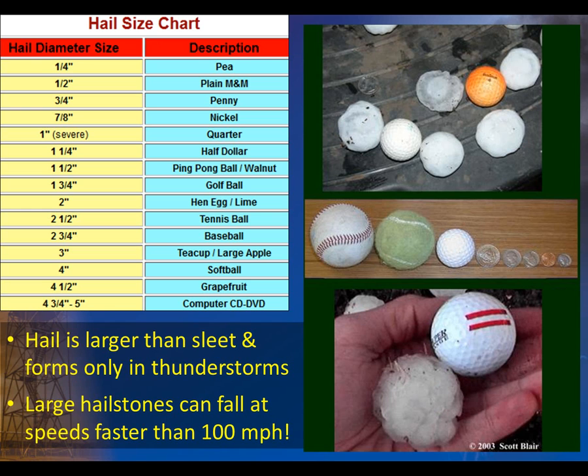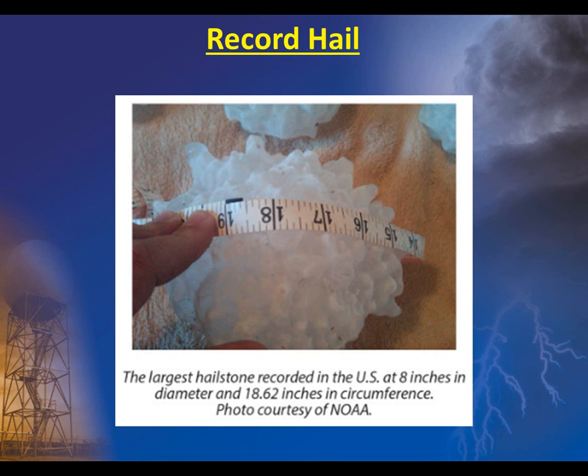Hail can come in many shapes and sizes. It is larger than sleet and forms only in thunderstorms. When describing a hailstone, coins and other common round objects, such as a golf ball and fruit, are used to correlate the size of the diameter of the hailstone.